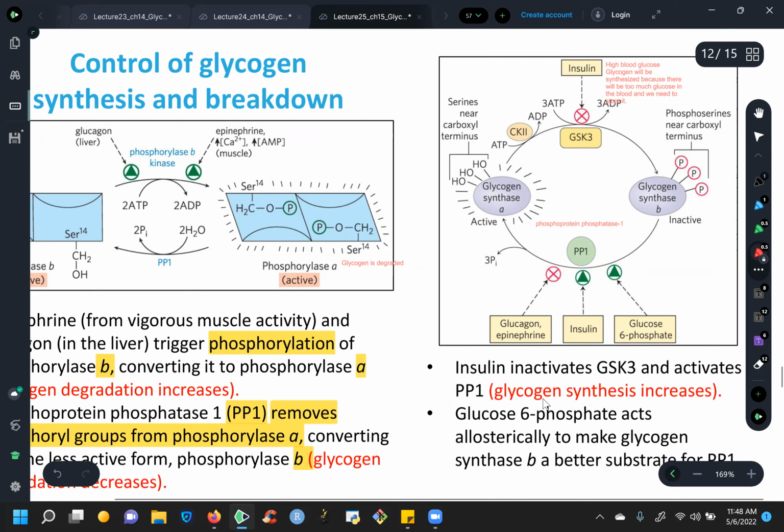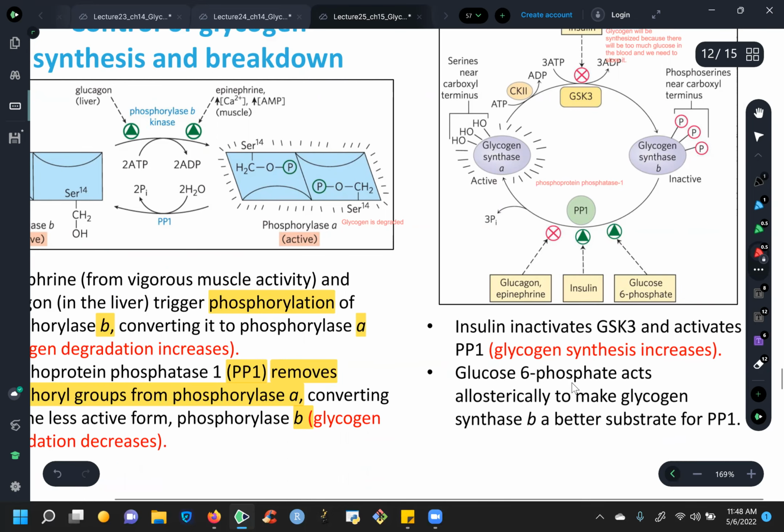And that makes sense because you just ate a really big meal and you've got too much glucose in your blood. So you want to store that glucose safely. So you want to make glycogen. The way that insulin does that is that it inactivates GSK3, but at the same time, it activates PP1. So glucose 6 phosphate acts allosterically to make glycogen synthase B a better substrate for PP1.